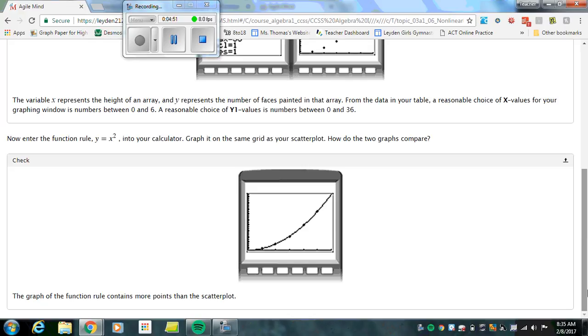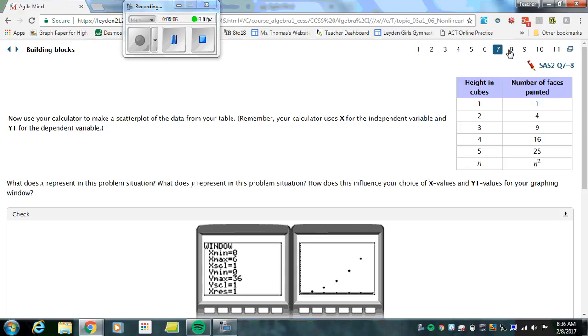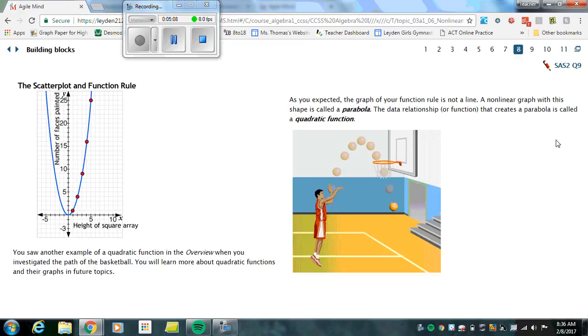So now graph the function rule y equals x squared. How does a scatter plot and graph compare? The graph of the function rule contains more points than the scatter plot. A graph with this shape is called a parabola. The data relationship or function that creates a parabola is called a quadratic function.